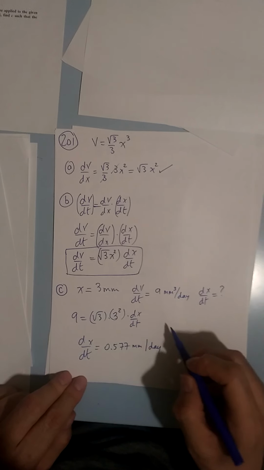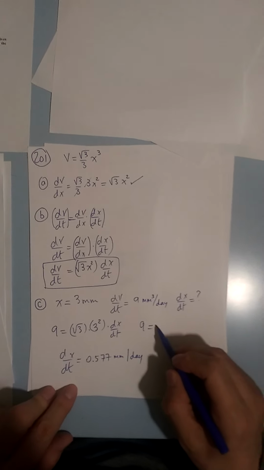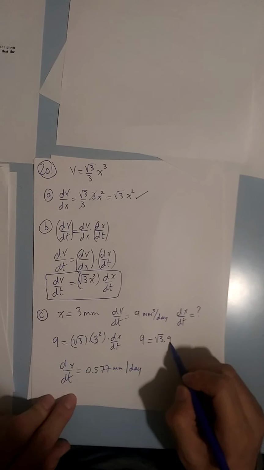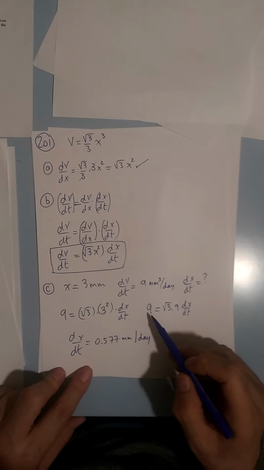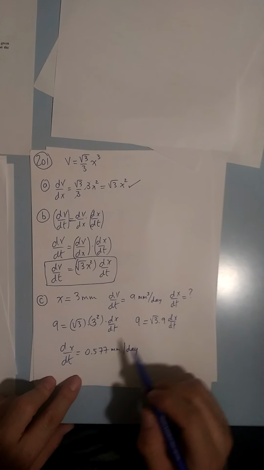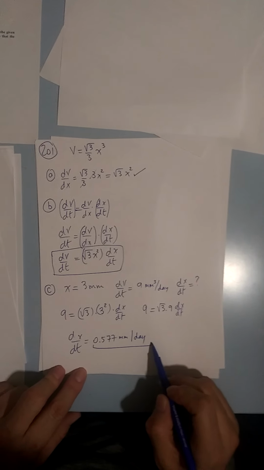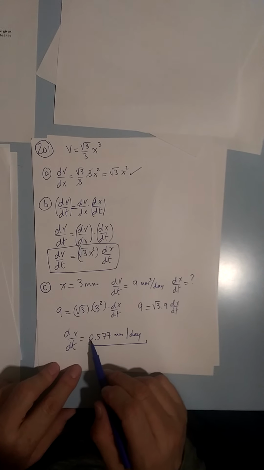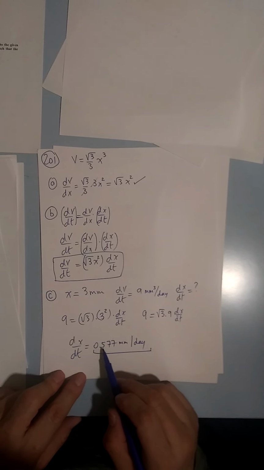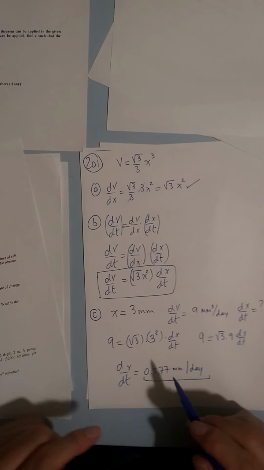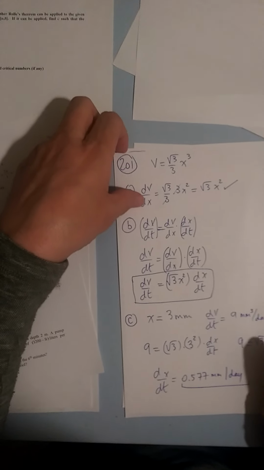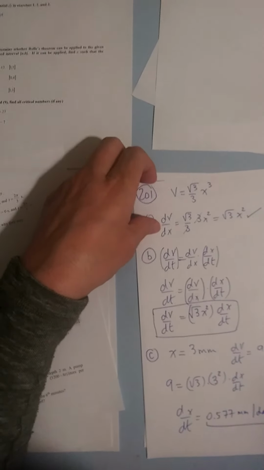So 9 equals root 3 times 9 times dx/dt. Now we're going to solve for dx/dt. So you divide 9 by 9 root 3 and you end up with the side changing at a rate of 0.577 millimeters per day. So if the volume increases, the side increases by this amount. The side of the crystal will increase by this amount.